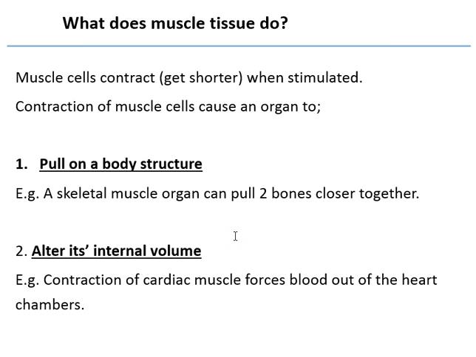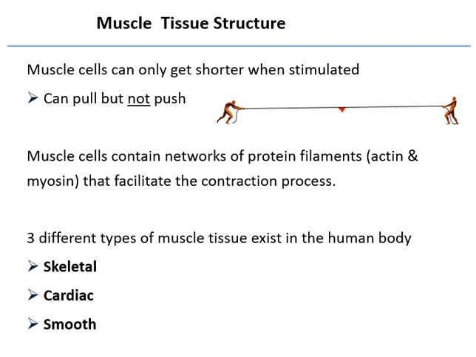Contraction of muscle tissue will also allow us to alter the internal volume of certain organs, such as the urinary bladder, the heart, or the digestive system. Once again, it's important to note that muscle cells can only pull, they cannot push. The contraction of muscle cells involves the movement of fine strands of filamentous protein, actin and myosin. We'll talk about how these filamentous proteins operate during the contraction of muscle tissue later. What we'll talk about now are the different types of muscle tissue that exist in the body.